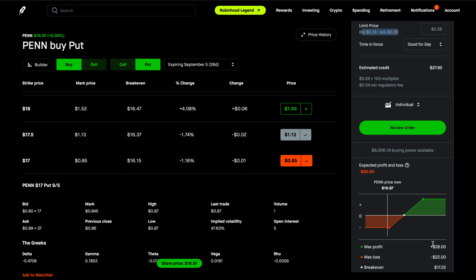So the next time you see an options trade that shows no loss, right? It's showing you that there is a guarantee that you'll make a profit. You will know what's going on.